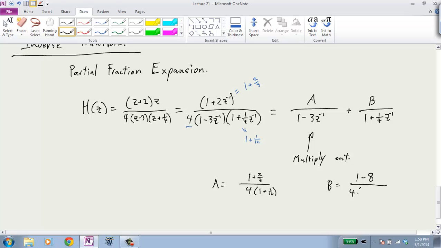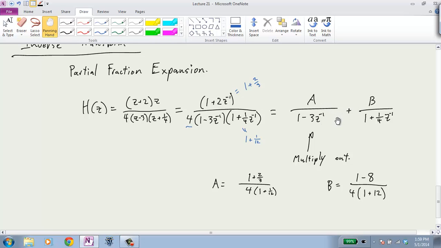Over 4 times 1 plus 12. Is that right? Yep. Okay. And now I have A and B. Again, I just calculate out these numbers. So I've expanded this fraction into those. Okay, so use whatever method you need to. You know enough ways to do this.